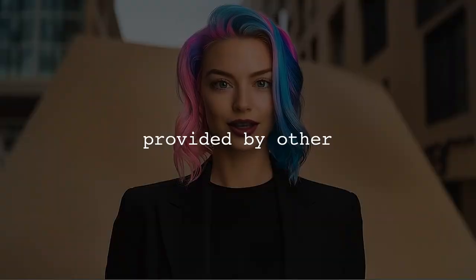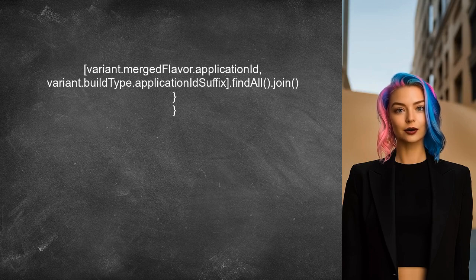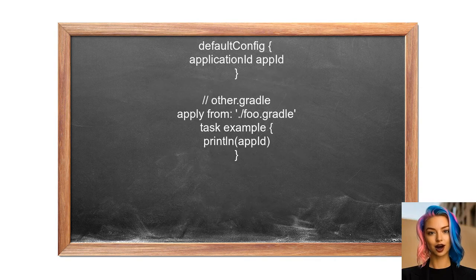Now let's look at the answers provided by other users. An alternative approach shared by another user involves using the afterEvaluate block in your Gradle script. They suggest accessing the application ID by iterating through application variants and combining the merged flavors application ID with the build type suffix. Additionally, you can define your application ID in a separate Gradle file. This allows you to set a default application ID and use it across different Gradle scripts.